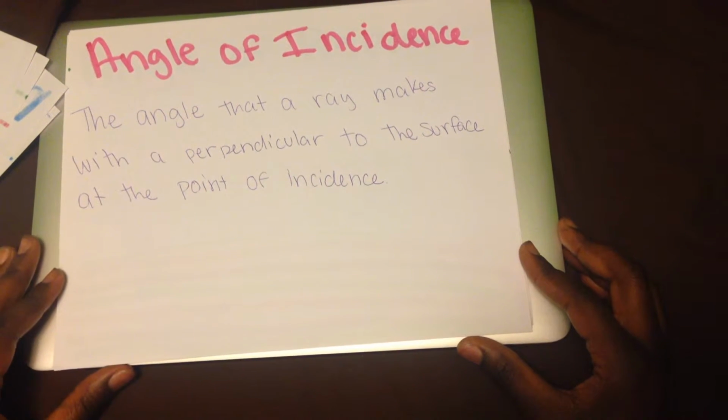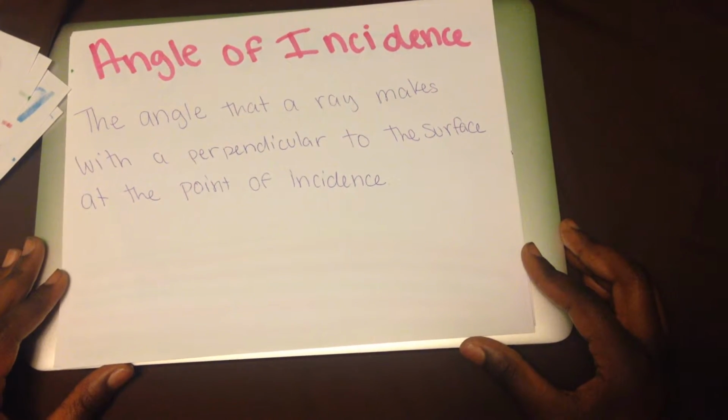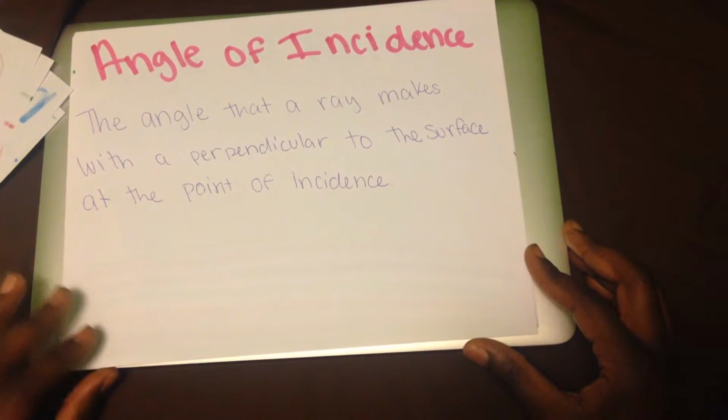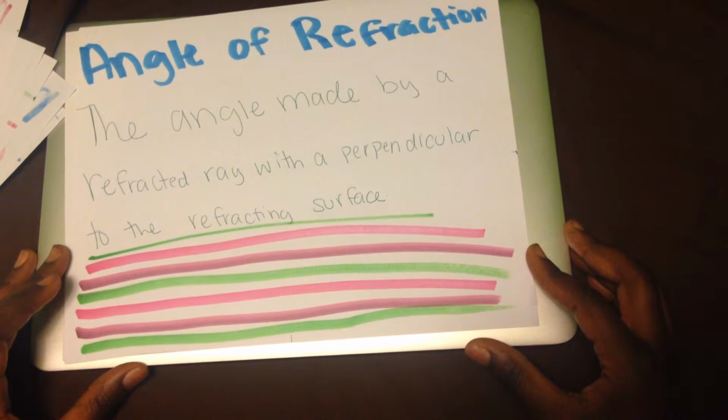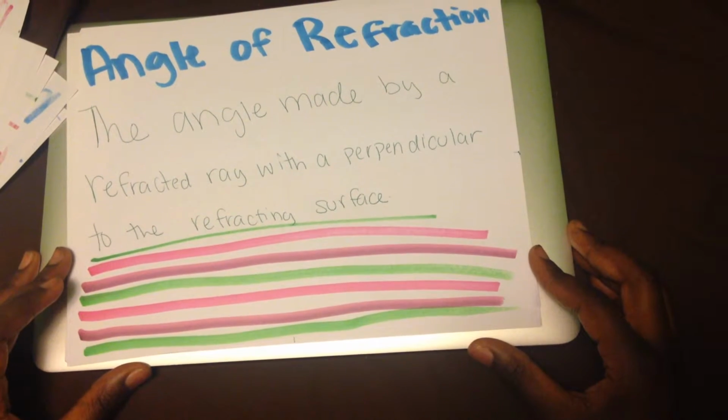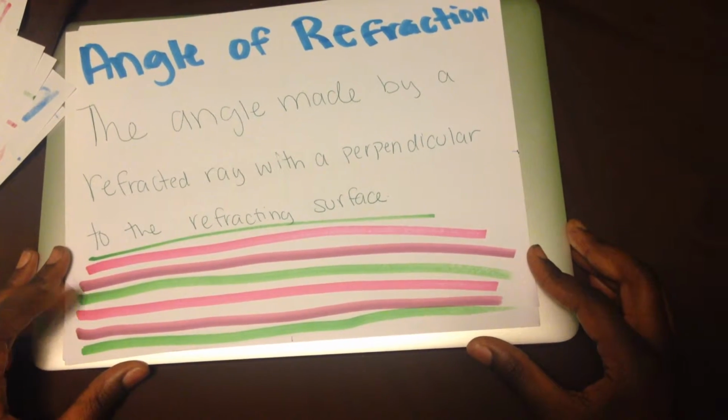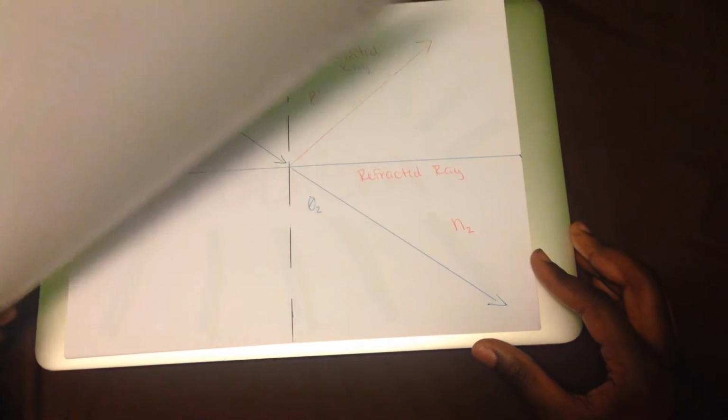The angle of incidence is the angle that a ray makes with the perpendicular to the surface at the point of incidence. The angle of refraction is the angle made by a refracted ray with the perpendicular to the refracting surface.